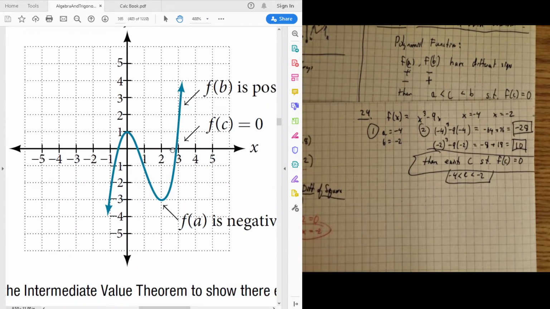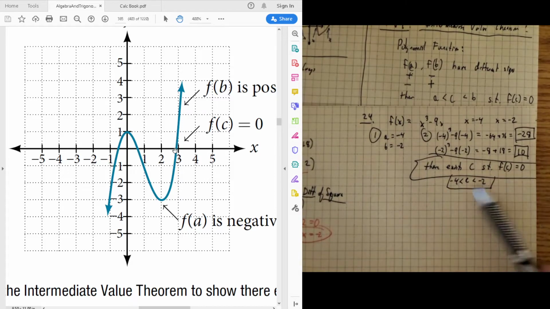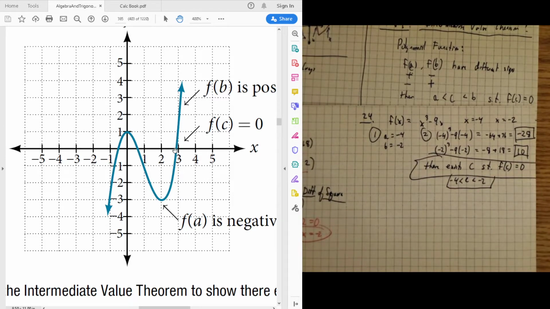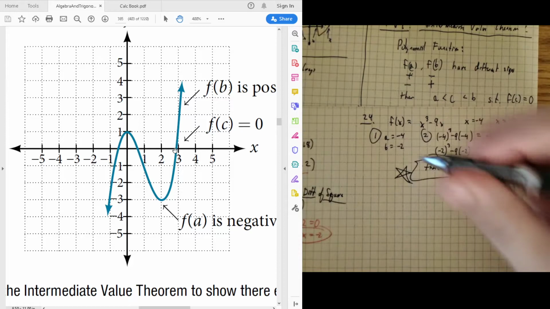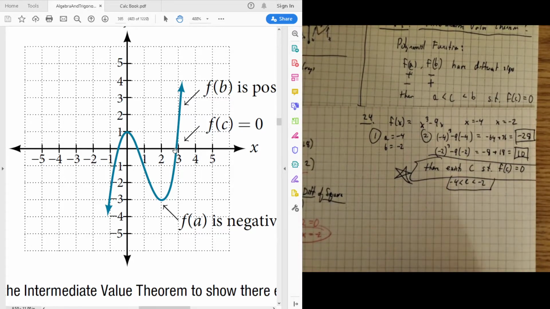We don't actually get the answer. We can guess the answer, but we don't actually get the answer. This is equivalent to our guess. This tells me, hey, somewhere in between them is an answer, and that's good enough. This is all you need to write for the answer on 24, and therefore 25 as well.